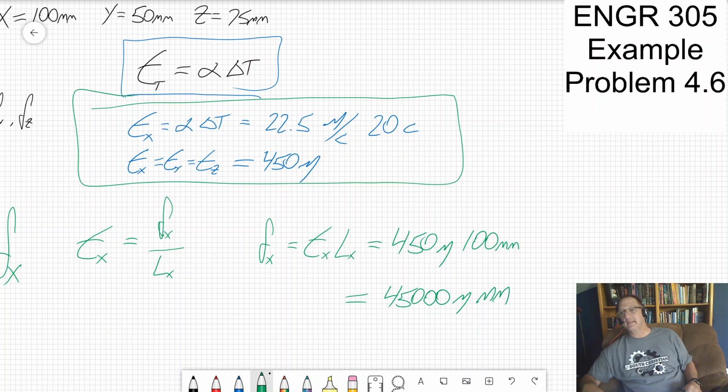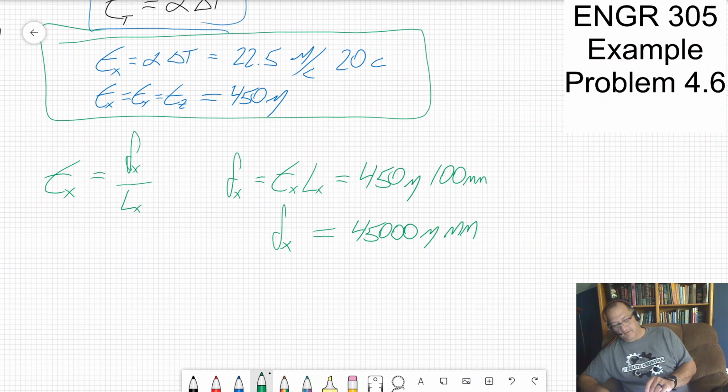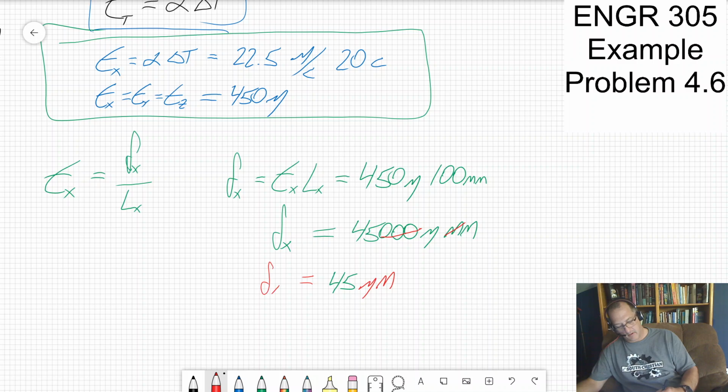Well, that is a silly answer, honestly, because I've got 45,000, and then this micro, which indicates 10 to the negative sixth or a millionth, and then I've got milli, which is 10 to the negative third. We'll cross out those three zeros with a milli, and we get 45 micrometers for the change in length in the X direction.